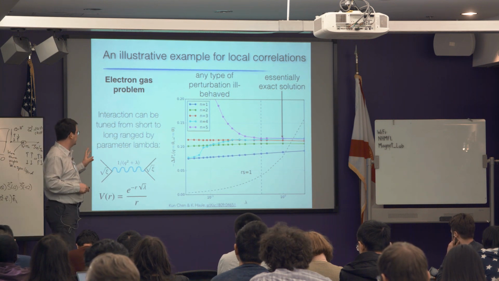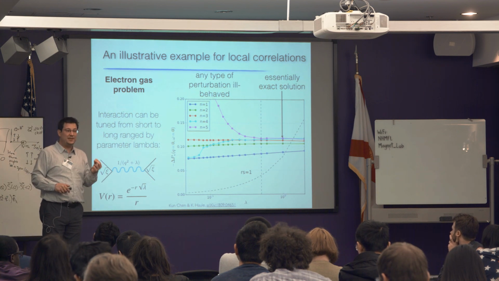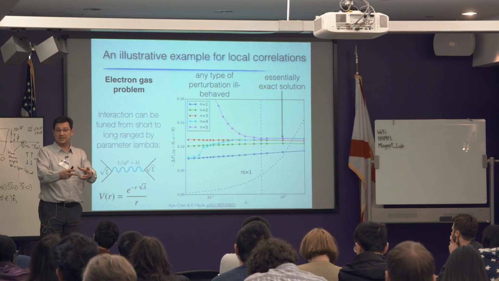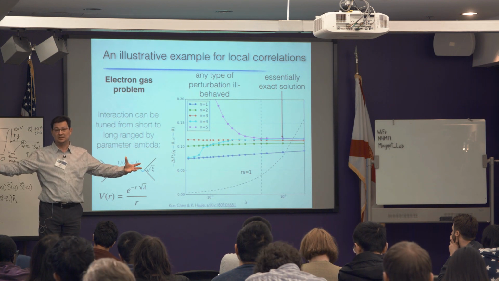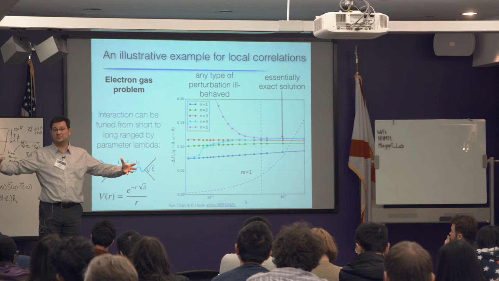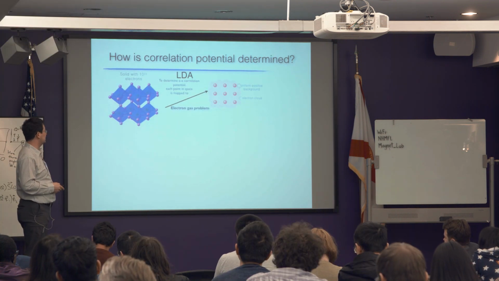So that's an illustrative example that tells you how much better the picture is in which you take into account local correlations than if you start with the long-range correlations. Long-range correlations are extremely hard to converge. You should converge eventually, but you can't so easily converge it.